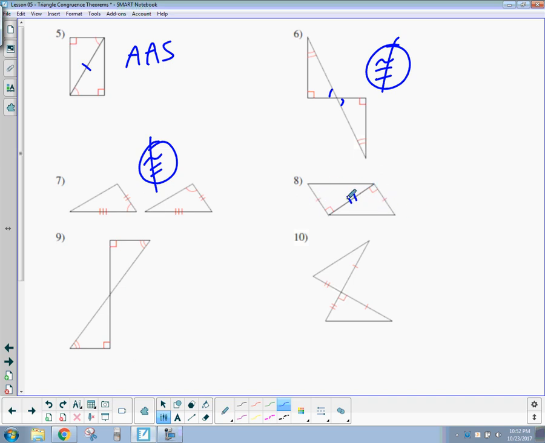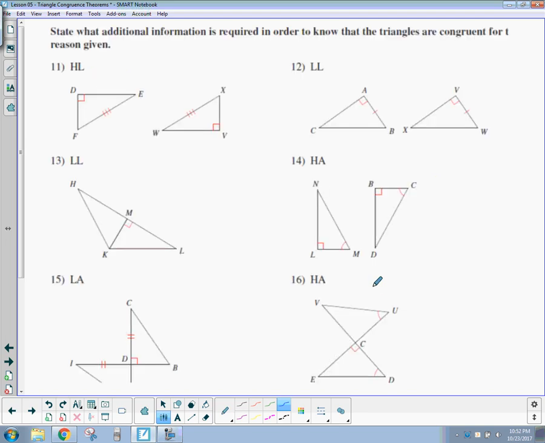Number 9, again, vertical angles. And again, only angles are being marked. We can't assume anything. Not congruent. Number 10, vertical angles. These are congruent. We have side, angle, side, side, angle, side. Let's see, I threw this part out, so don't worry about that.